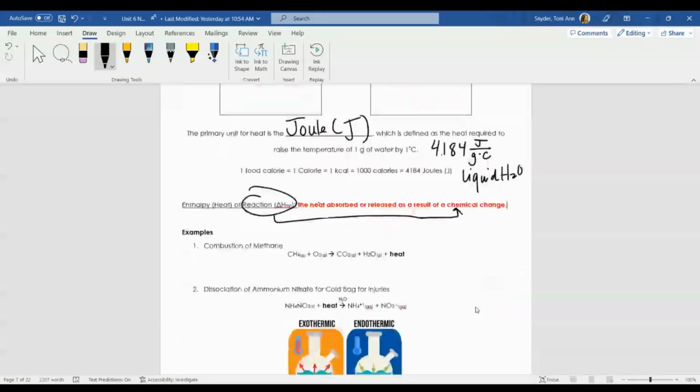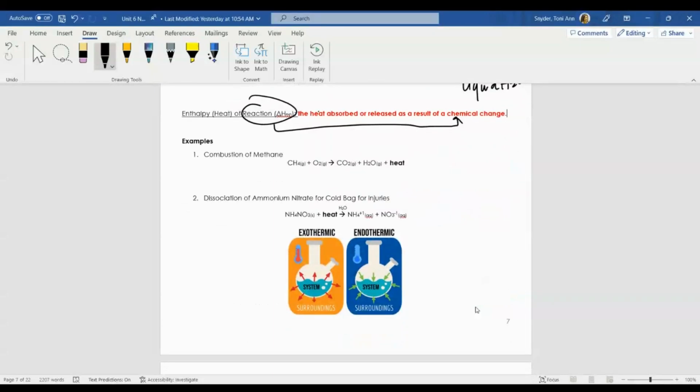So for example, we're not going to use any quantitative values yet, but let's go ahead and look at some examples. So the combustion of methane. So if I take CH4, which is methane, and I react that with oxygen, I get carbon dioxide and I get water vapor, but of course I get heat from here as well. So this particular example would be an exothermic reaction, which we've talked about already, exothermic.